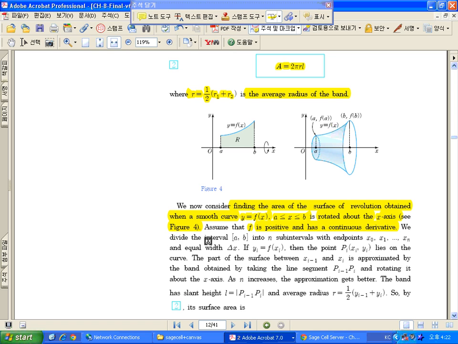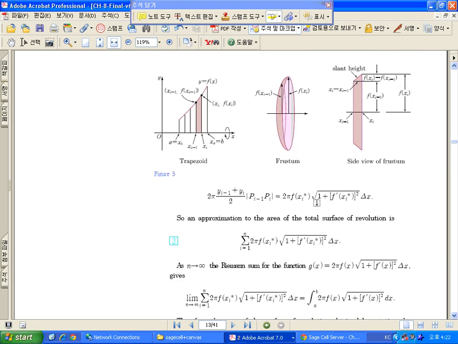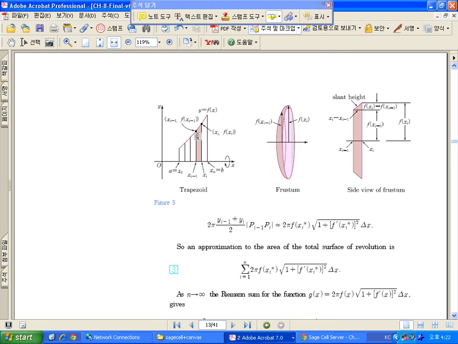We divide the interval a to b into n subintervals with endpoints x0, xi, and xn and equal widths delta x. And if yi is equal to f of xi, then the point Pi lies on the curve. So we divide it into intervals like this.